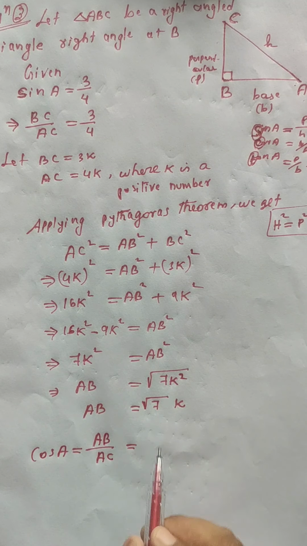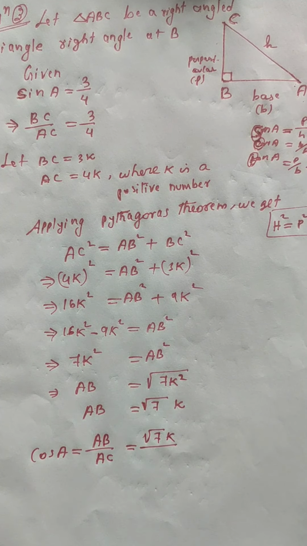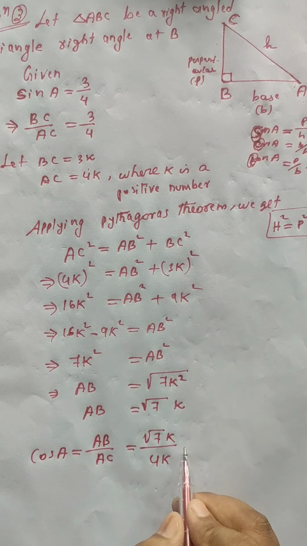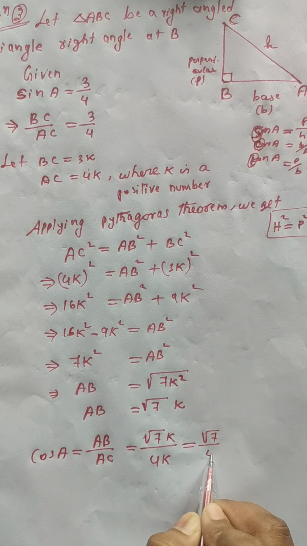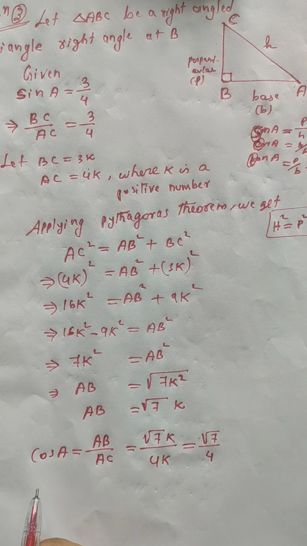What is the value of AB? It is root 7k. AC how much? AC is 4k. Now k cancels. It is root 7 by 4. The value of cos A is root 7 by 4. Now next we have to find out the value of what?